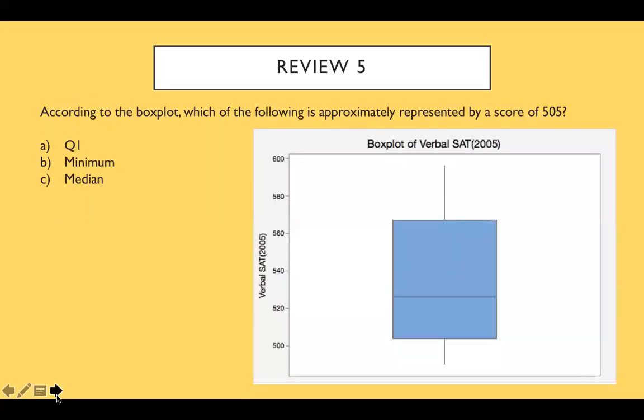Okay, so according to the box plot, which of the following is approximately represented by a score of 505?